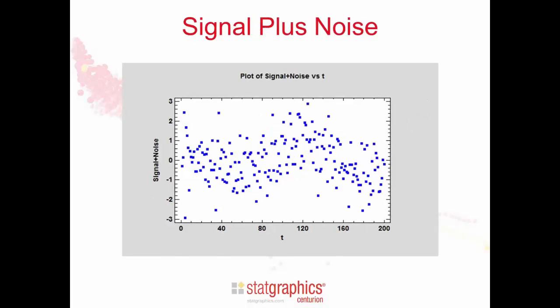Now, incidentally, here is a picture of the signal plus the noise, the two added together. That's the data that I'm going to see. That's the data that I want to chart. And I want to create a control chart that's best designed to pick that sine wave out of the noise.